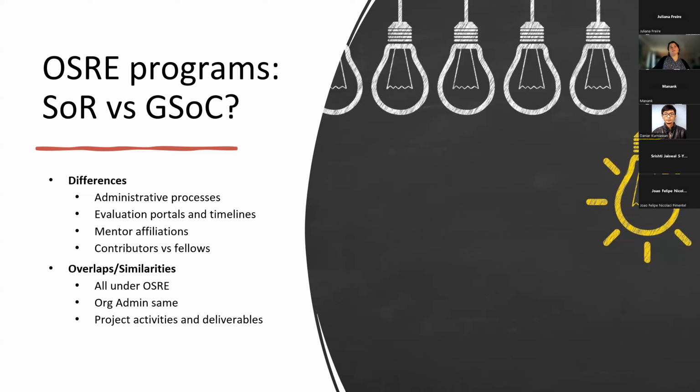But again, there's a lot of overlap and similarities. You're all under the Open Source Research Experience. From our perspective, you all have to work through me as the org admin. And so all the questions can come to me, and really the project activities and deliverables stay the same. So what you proposed in your project proposal, and what you have agreed to with your mentors for your timelines and your deliverables, don't change. So they should all be the same.